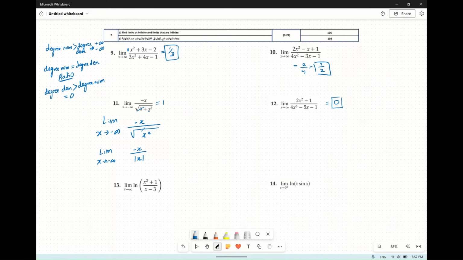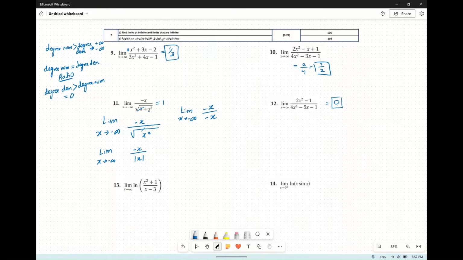Then you look at the x. Where is it approaching? It's approaching negative infinity. If the x is approaching negative infinity, you remove absolute x and you put in its place negative x. If it is approaching positive infinity, you remove the absolute x and you put in its place positive x. So now here, since we are approaching negative infinity, I will remove absolute x and put in its place negative x. Now negative x over negative x is 1.